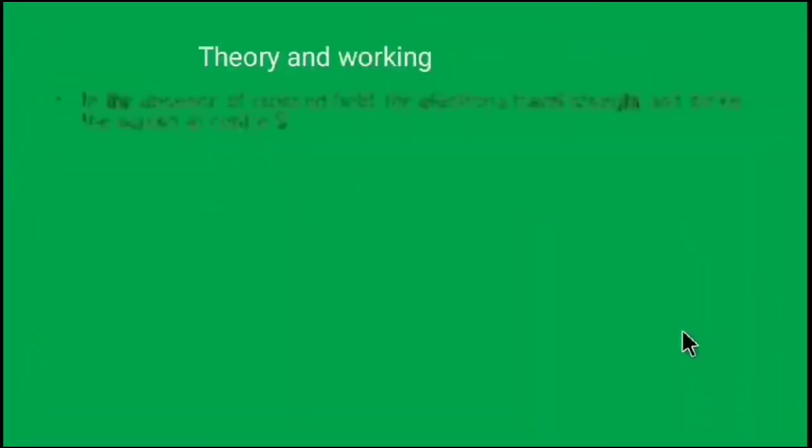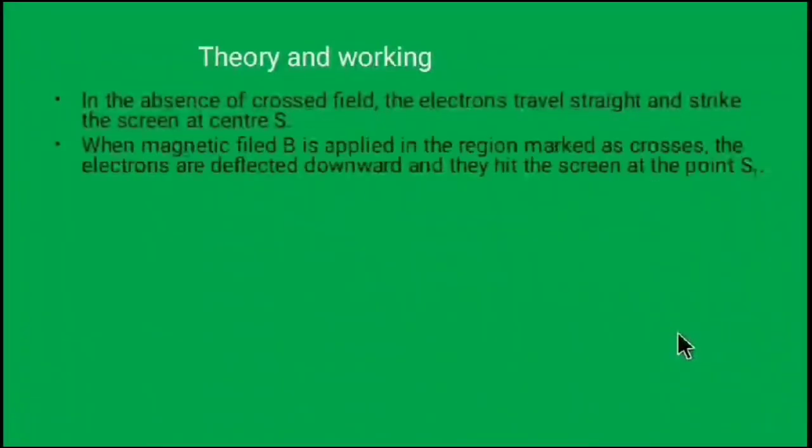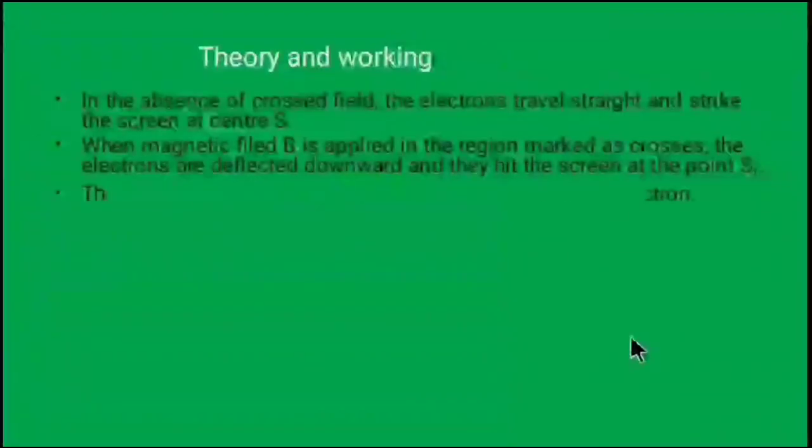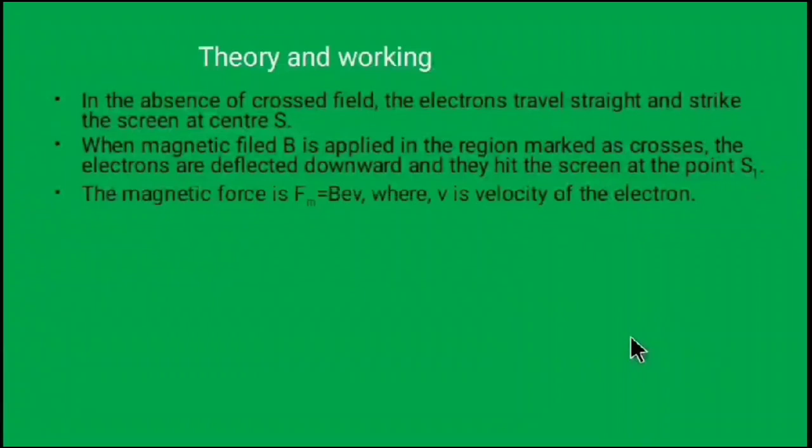We came to know that in the absence of the cross field, the electrons travel straight and strike the screen at center S. But when a magnetic field alone is applied in the region marked with crosses, the electrons are deflected downward and they hit the screen at point S1. The magnitude of the force is given by Fm = BeV sin theta, but theta is 90 degrees, so we have the Lorentz or magnetic force Fm = BeV, where V is the velocity of the fast moving electron.